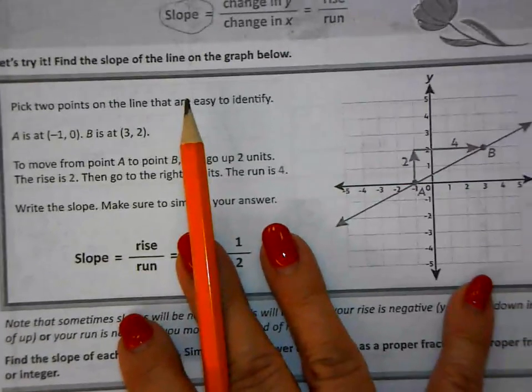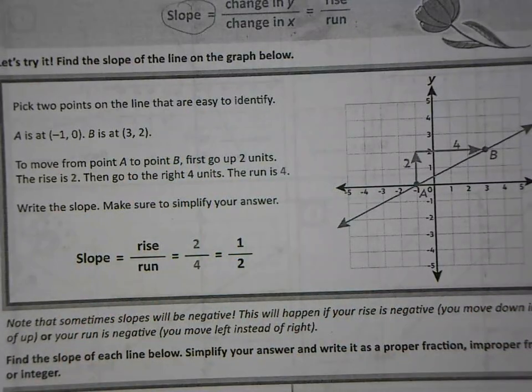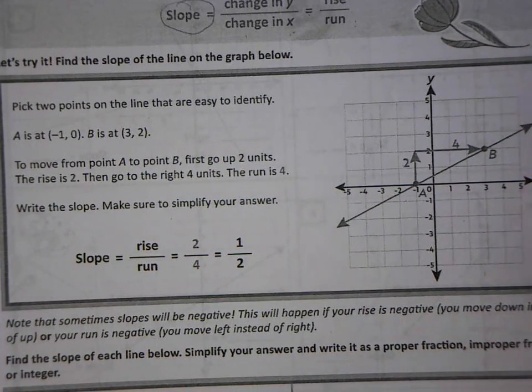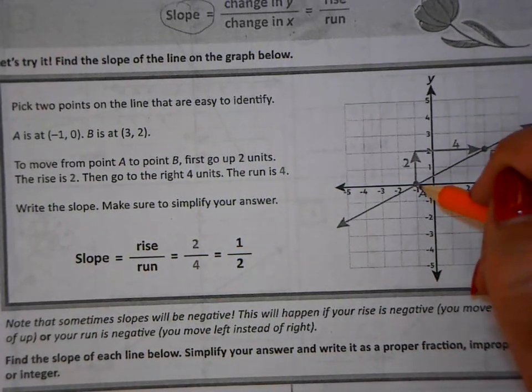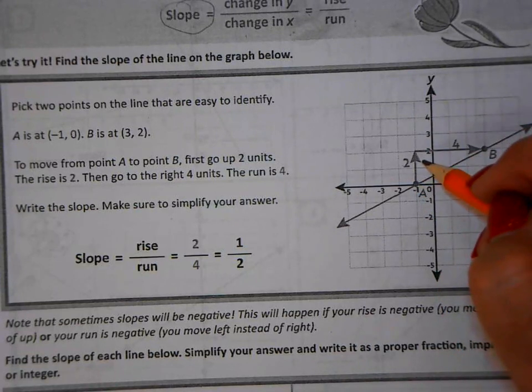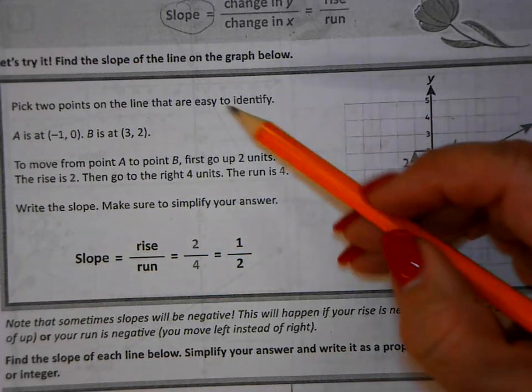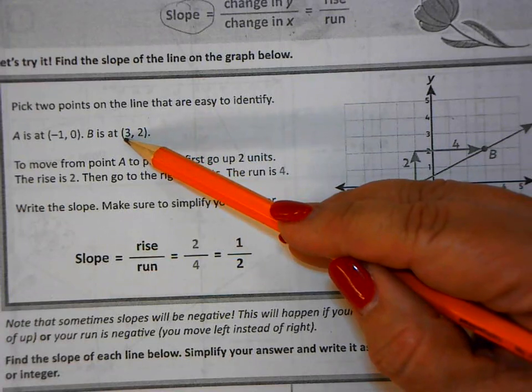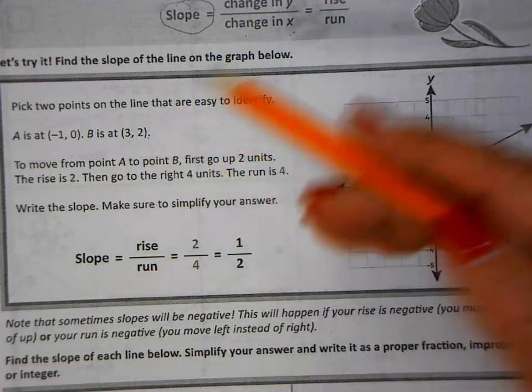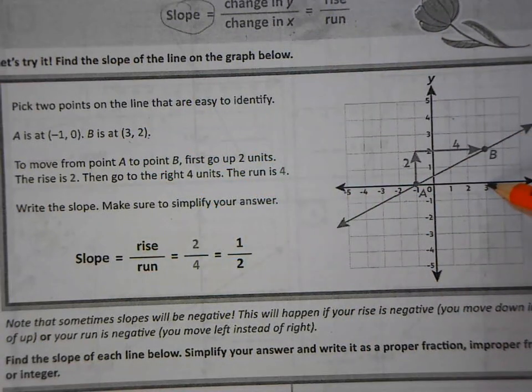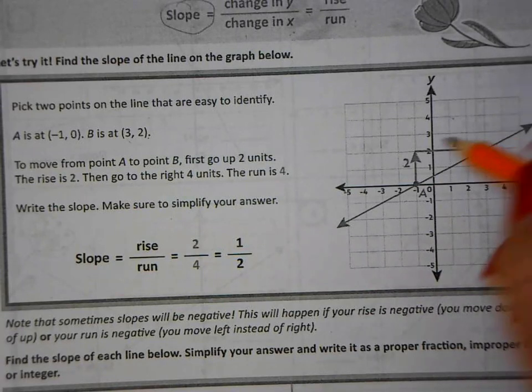This is the example that we went over earlier in the week, where you pick 2 points on the line that are easy to identify, and then you number them or letter them. So they picked point A, located at -1, 0, and then point B, which is located at 3, 2. So I have x 3 and then up 2.